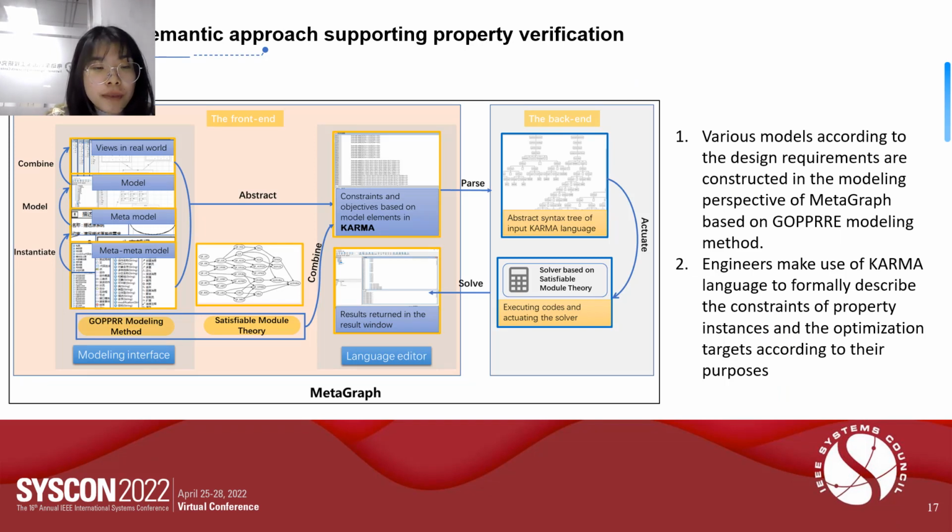So the method of the semantic approach supporting property verification is as follows. First, various models according to the design requirements are constructed in the modeling perspective of metagraph based on the GOPPRR modeling method. The metagraph is a tool based on the Karma. And second, engineers make use of the Karma language to formally describe the constraints of property instances and optimization targets according to their purpose.